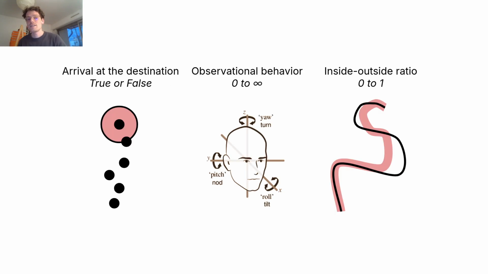I used 3 metrics here to evaluate the user's behavior. So the arrival at destination: I wanted to check whether the user actually arrived at the final destination. The observational behavior of the user: how much the user was looking around while following the path. And the inside-outside ratio, which scores how much the user actually stayed on the path during the task. And these three metrics didn't show much difference between the two groups. Nevertheless, we have some interesting outputs with the final questionnaires, especially about the user confidence. Users tend to feel more confident when using the color map than when using the gray map.